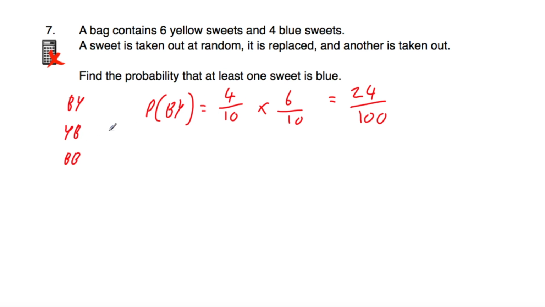Okay, so that's one outcome that would work. Now we need our next one, our yellow sweet and then a blue sweet, because that's at least one blue sweet.